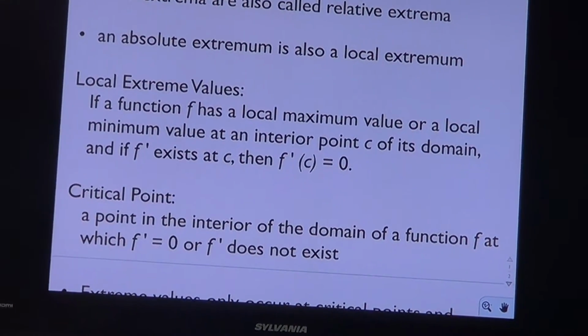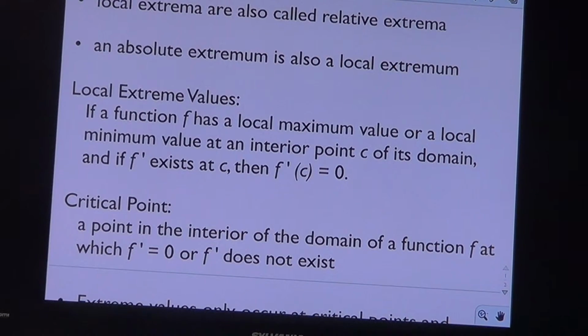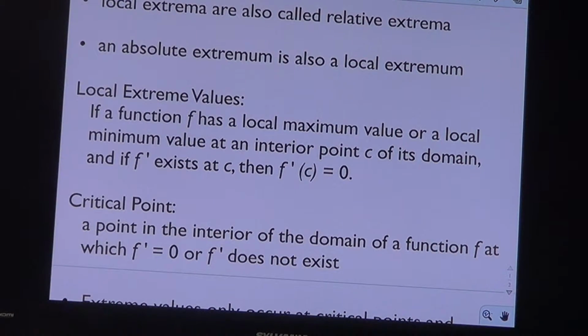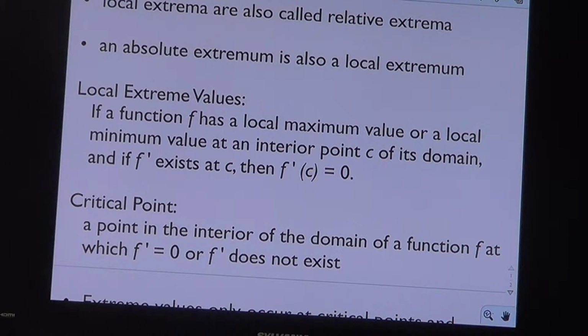So, like I said, local extrema are also called relative extrema, so you could also say it's a relative minimum or relative maximum instead of local. And an absolute extremum is also a local extremum. So all of the extrema are local.